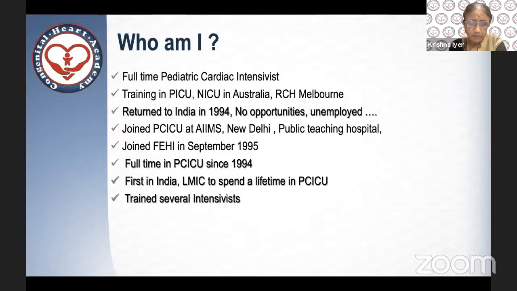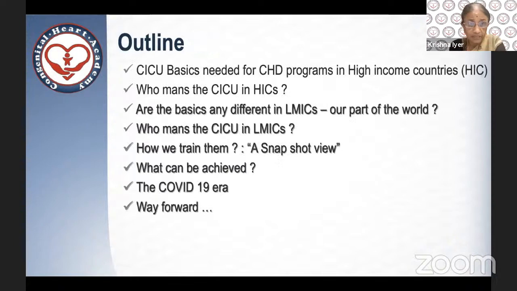So I've really been one of the first in India, as well as, I guess, in most low middle income countries, to spend a lifetime doing pediatric cardiac intensive care. And I have trained several intensivists. Some of them do intensive care. Some of them have given up intensive care.